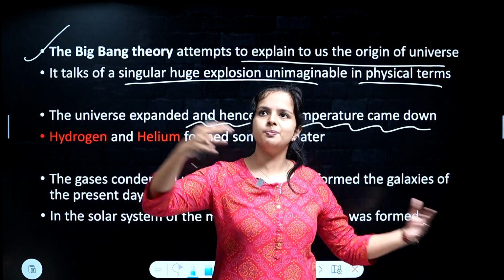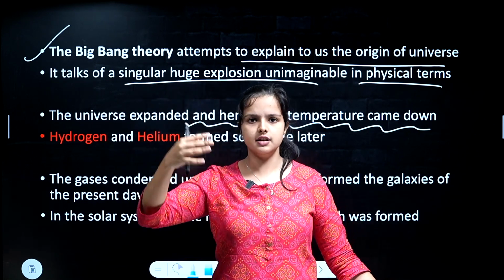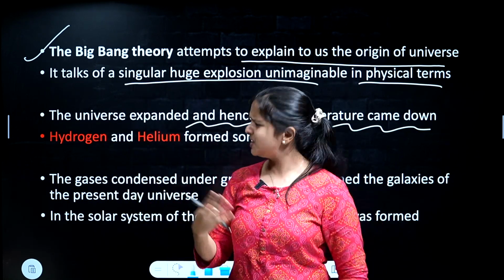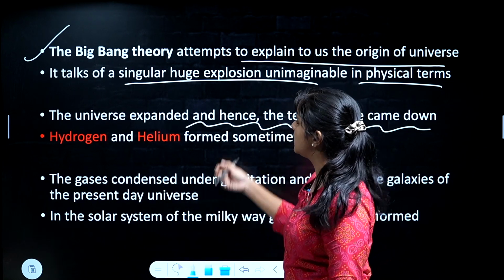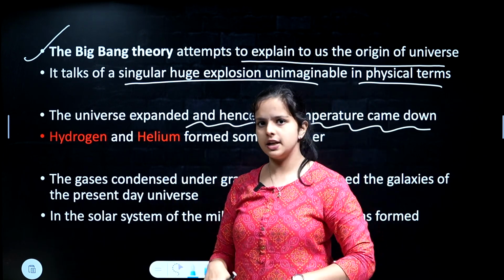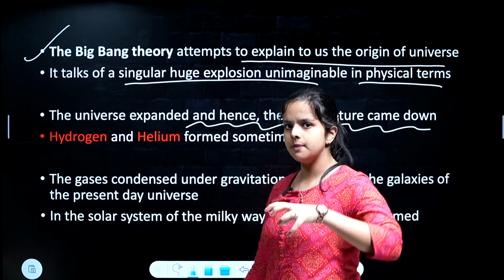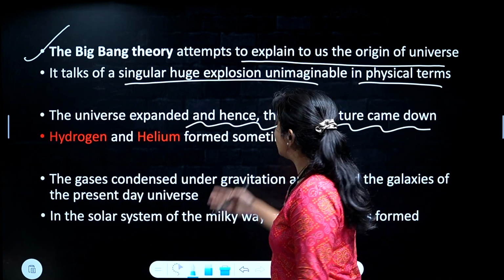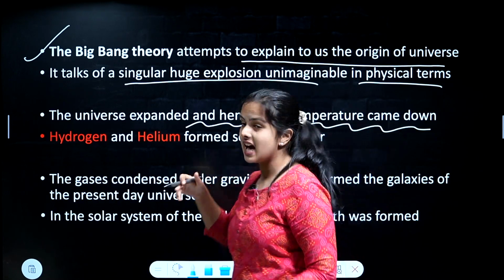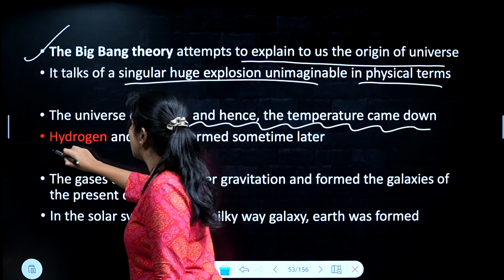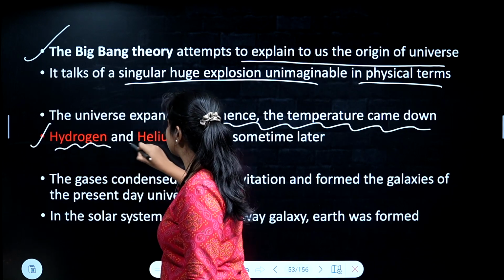But if you're standing in a big room, if you have air circulation, then of course it will be more cool. So in similar ways, as the universe expanded, the temperature also came down. The universe became more and more cool. And as the temperature came down, the first gases that formed in the universe were hydrogen and helium.